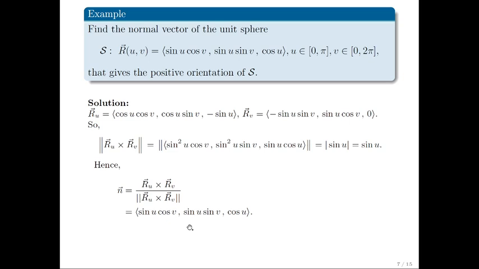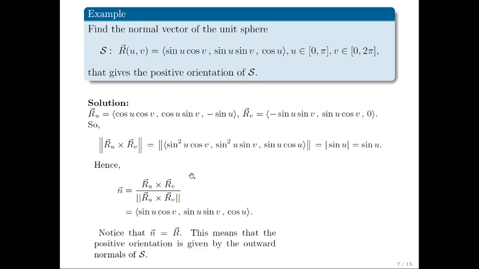So hence, we get the normal vector ru cross rv over the norm to be given by this one. Notice by inspection that these vectors are pointing away from the origin. Why? Because n and r are the same vectors, so they're pointing away from the origin, or pointing outwards. So I know that I got the correct normal vectors that give us the positive orientation of S.